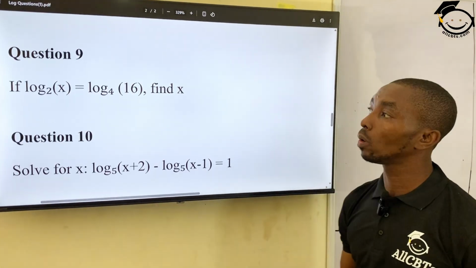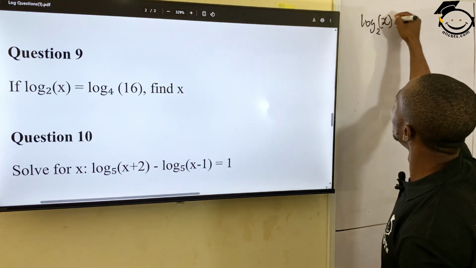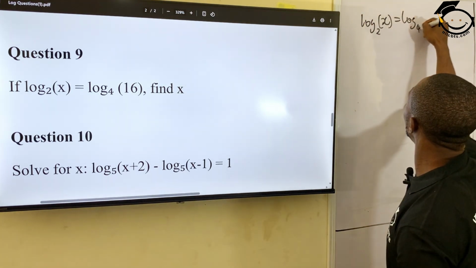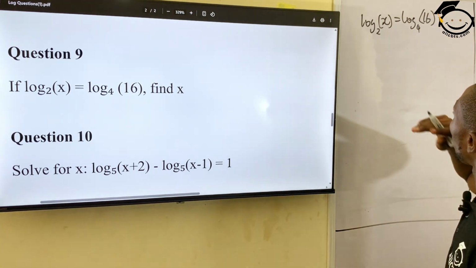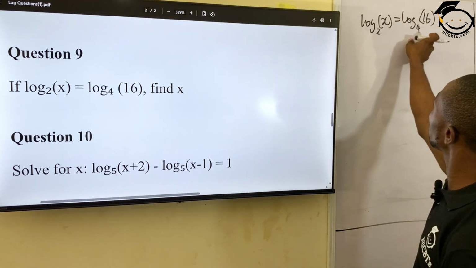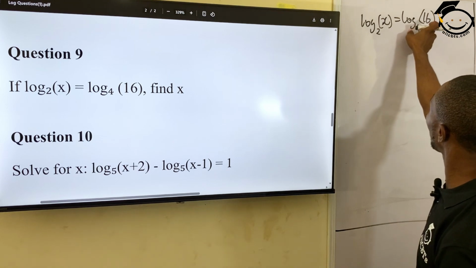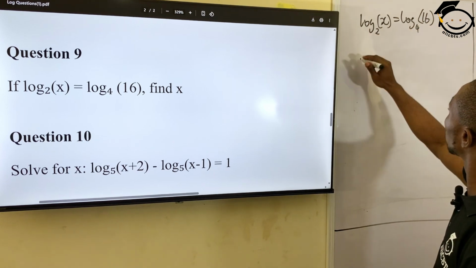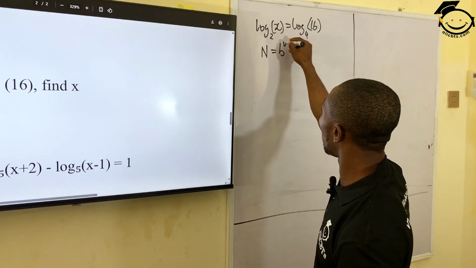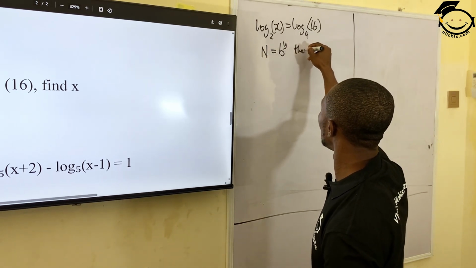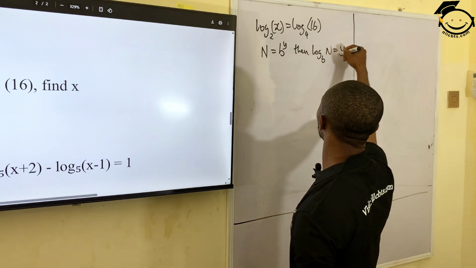If log_2 x equals log_4 16, find x. Now, in doing this, we have to bring these two logs to the same base. So we are going to convert this to give us log base 2. And remembering that if n equals b^y, then log_b n equals y.